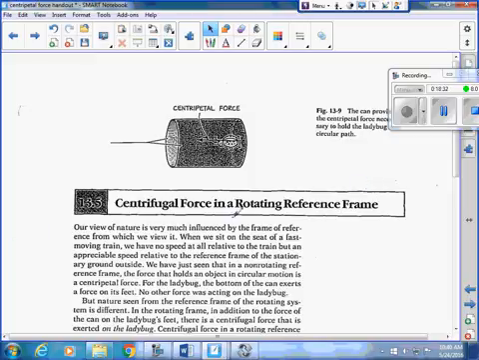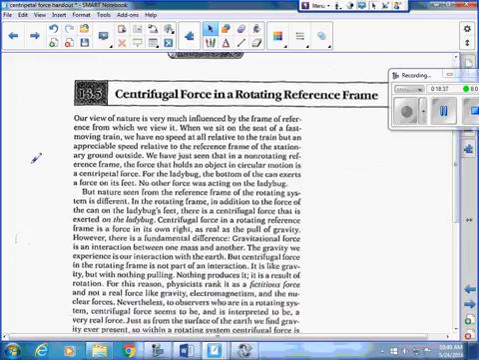Our view of nature is very much influenced by the frame of reference from which we view it. When we sit on the seat of a fast-moving train, we have no speed at all relative to the train, but an appreciable speed relative to the reference frame of the stationary ground outside. We've just seen that in a non-rotating reference frame, in other words, you outside on the ground looking at the people in the G-force, the force that holds an object in circular motion is a centripetal force. But for the ladybug, the bottom of the can exerts a force on its feet. No other force was acting on the ladybug. So where does that force come from? It's the inertia. Nature seen from the reference frame of the rotating system is different.